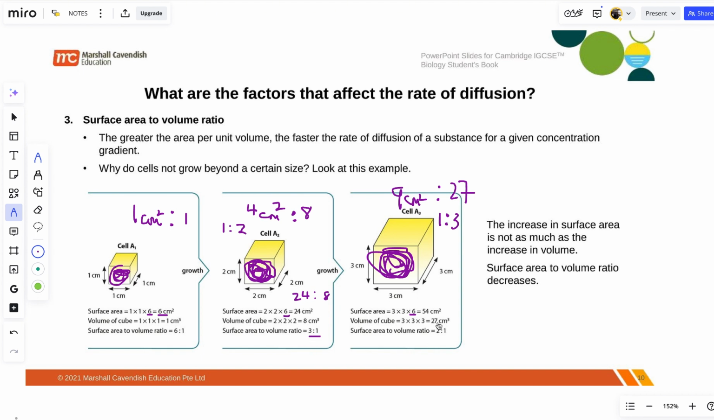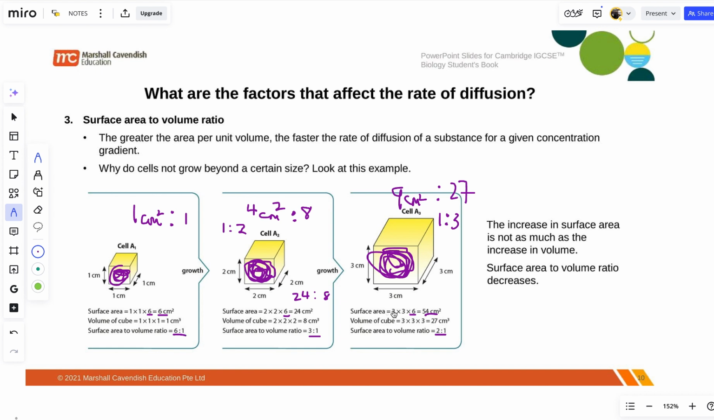This one, the volume is 3 times 3 times 3, which is 27. So you say the total surface area is 54. 54 divided by 27, you get ratio 2 to 1, right? So this one is ratio 2 to 1. This one is ratio 3 to 1. This one is ratio 6 to 1.